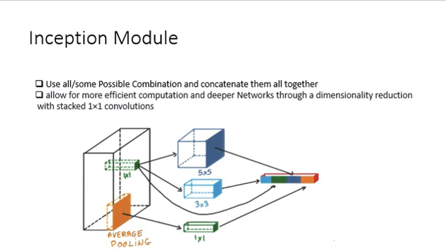Inception modules are used in convolutional neural networks to allow for more efficient computation and deeper networks, through a dimension reduction with stacked 1x1 convolutions. The modules were designed to solve the problem of computational expense as well as overfitting, among other issues. The solution in short is to take multiple kernel filter sizes within the CNN and, rather than stacking them sequentially, order them to operate on the same level.